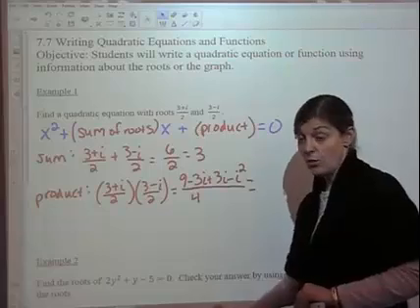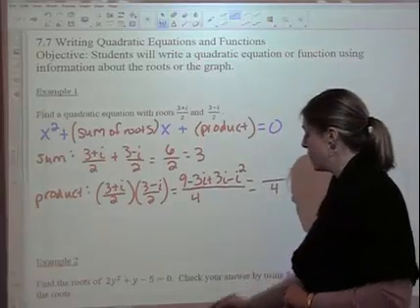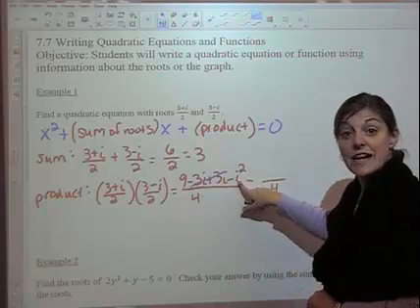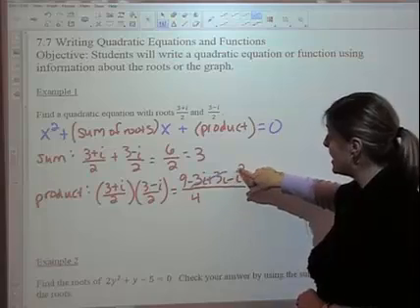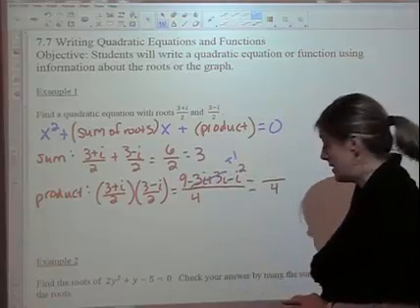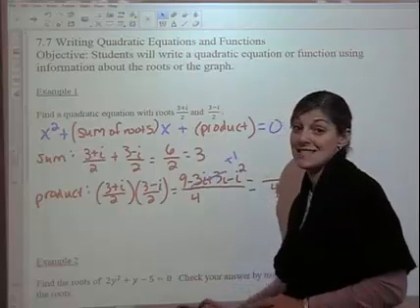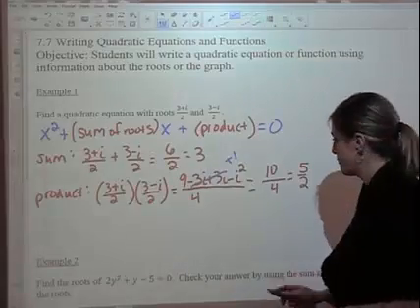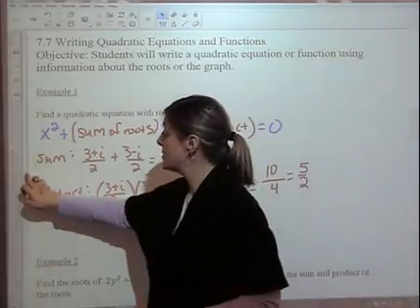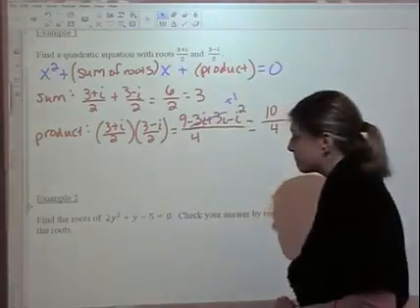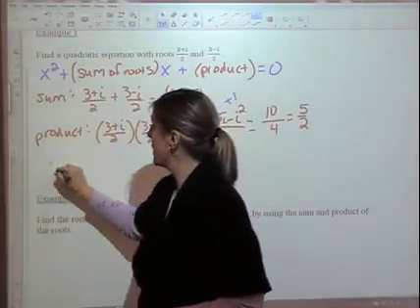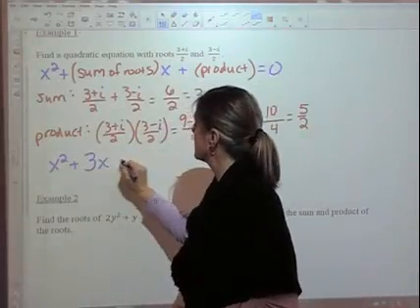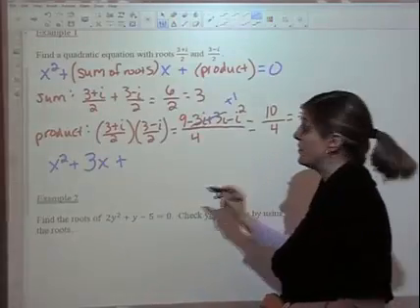All right, now when we simplify that, we have a 4 on the bottom. Our 3i's are going to cancel. Remember that i squared is negative 1, so we have negative negative 1, so that's really plus 1. So we have 9 plus 1, which is 10. And that will simplify to 5 halves. All right, so now our last step is to put it all back together into the equation. So we have x squared plus the sum of the roots, which was 3, times x, plus the product of the roots, which was 5 halves.